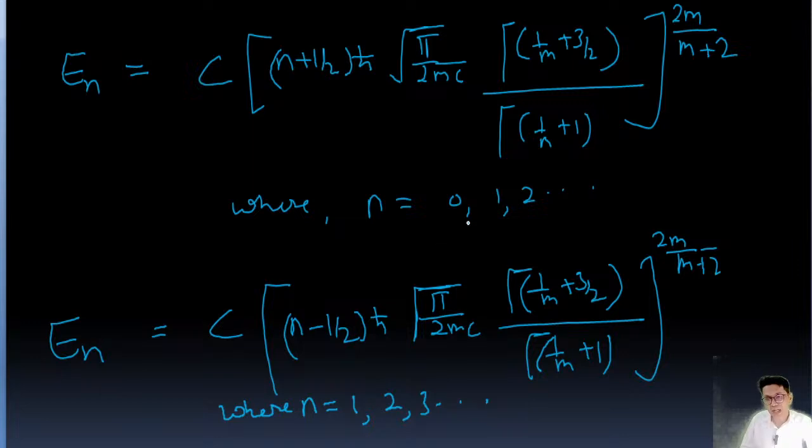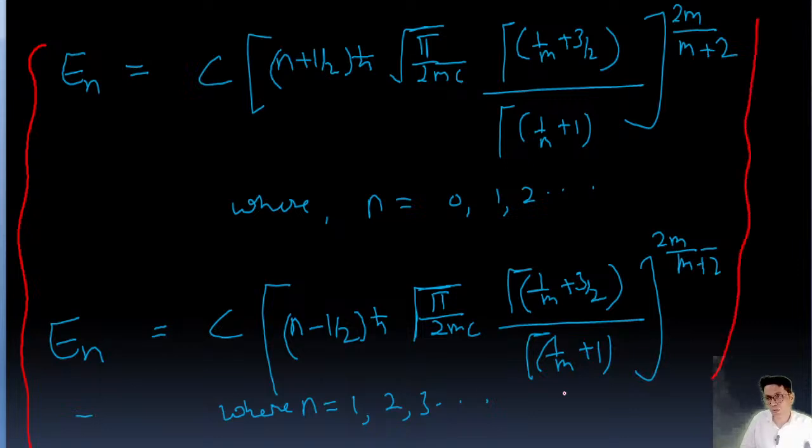And if n starts with 0, then it is c (n plus half) h cut root pi upon 2mc, and gamma of (1 upon m plus 3 by 2) upon gamma of (1 upon m plus 1), whole to the power 2m upon m plus 2. So this is the trick, guys. You need to note it down. Very important. Now I will give one example so that you can easily understand this trick and how to get it.